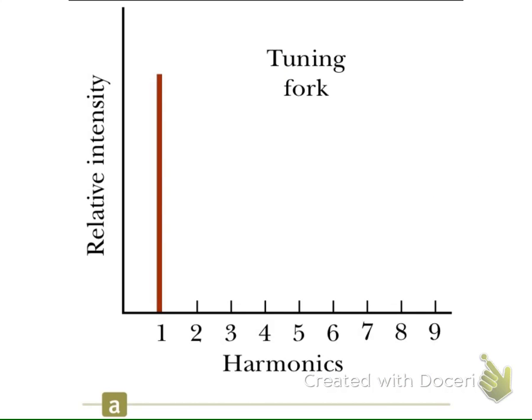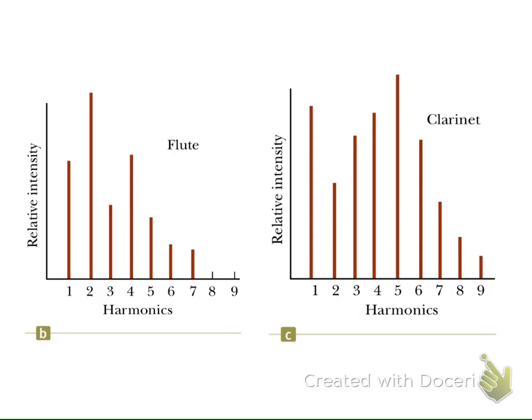For example, this is the spectrum of the tuning fork, which has only one frequency, so it is a pure sinusoidal function because it has only one component at this frequency. But if we look at the spectrum of the harmonics from the flute, we have the first harmonic, the second harmonic, and the third, fourth, and so on. It means that other than the fundamental frequency, we have higher harmonics in the sound of the flute.